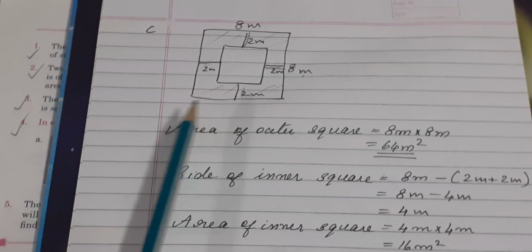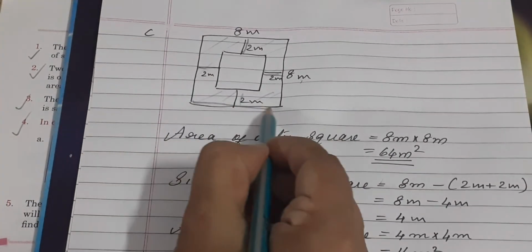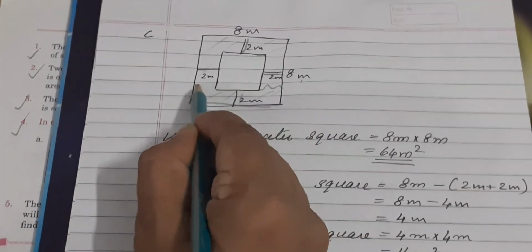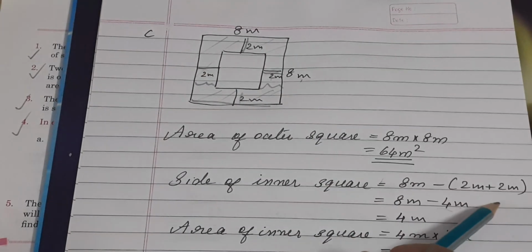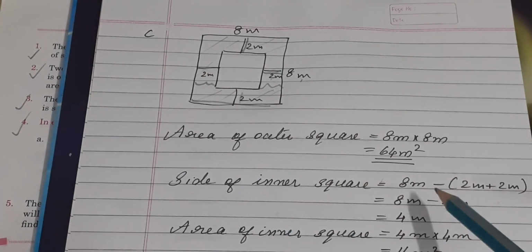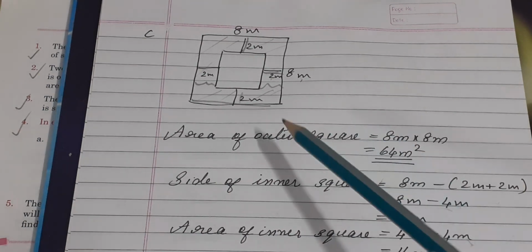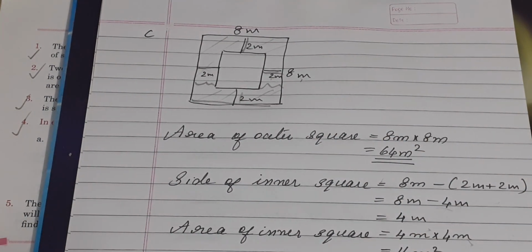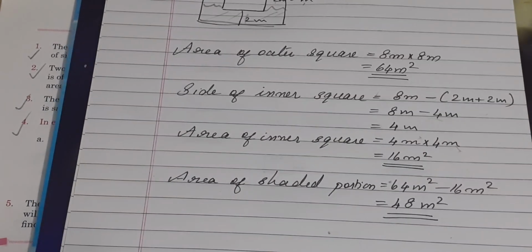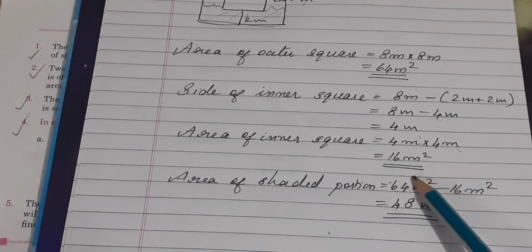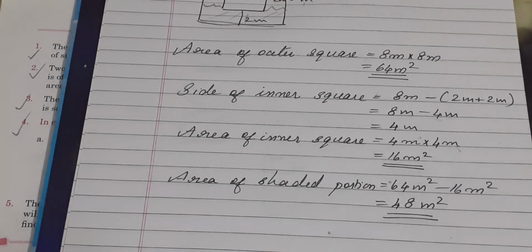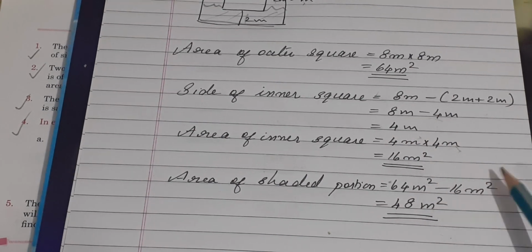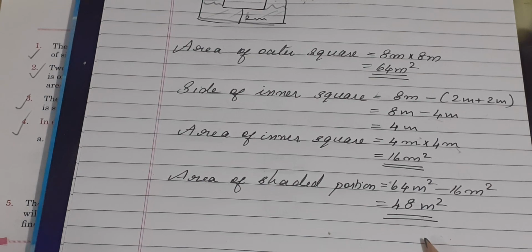Now the side of the inner square, how can you calculate? From this total, subtract this portion and this portion. So 2 plus 2. So 8 meter minus 2 meter plus 2 meter will come. So 8 meter minus 4 meter. So 4 meter is the side of the inner square. So what will be the area of the inner square? Side into side, isn't it? 4 meter into 4 meter, you will get 16 meter square. Then what will be the area of the shaded portion? Area of the outer square minus area of the inner square. So 64 meter square minus 16 meter square, you will get 48 meter square.